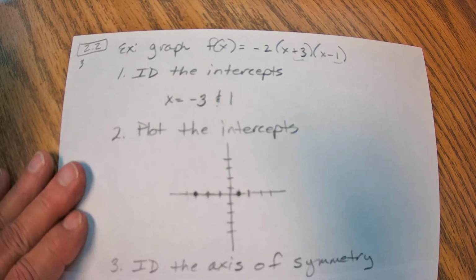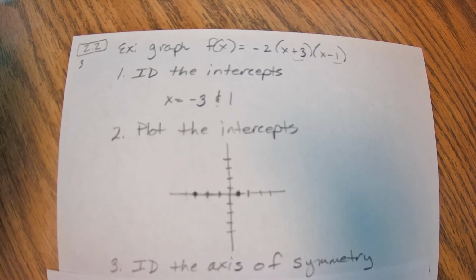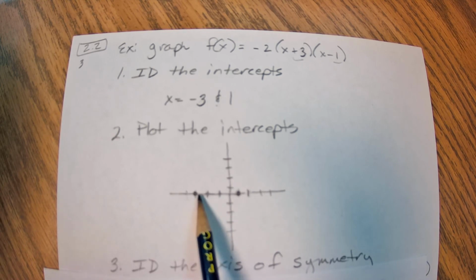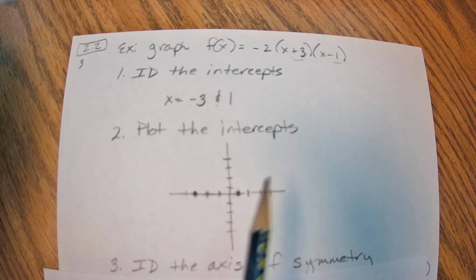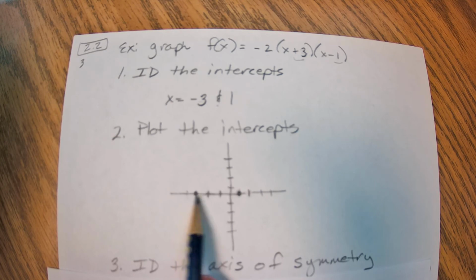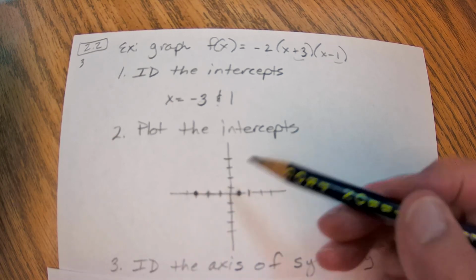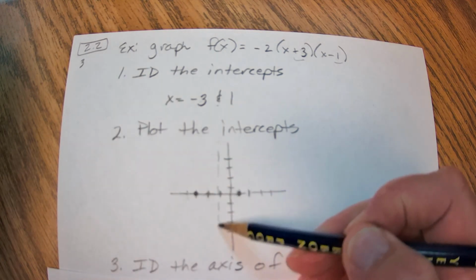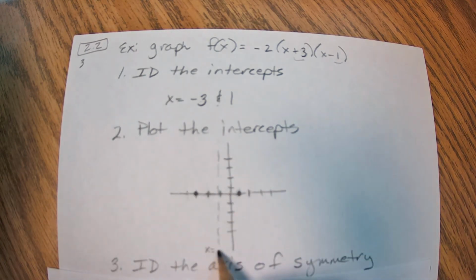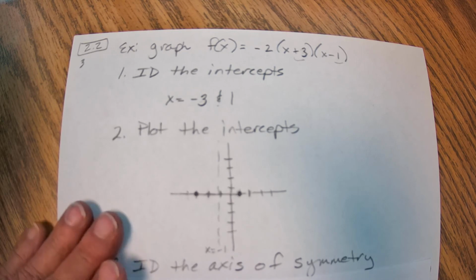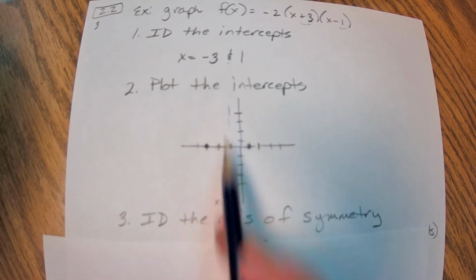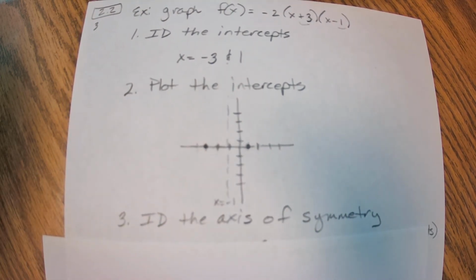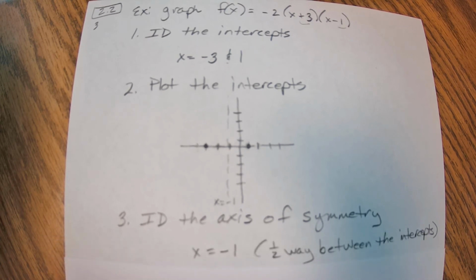Now, I want to find where the axis of symmetry is. Because parabolas are symmetric, I know that the axis of symmetry is exactly in the middle of these 2 points. So it would be right there where x equals -1. I know that the vertex lies somewhere on that axis, and I know that the x value of the vertex is -1.